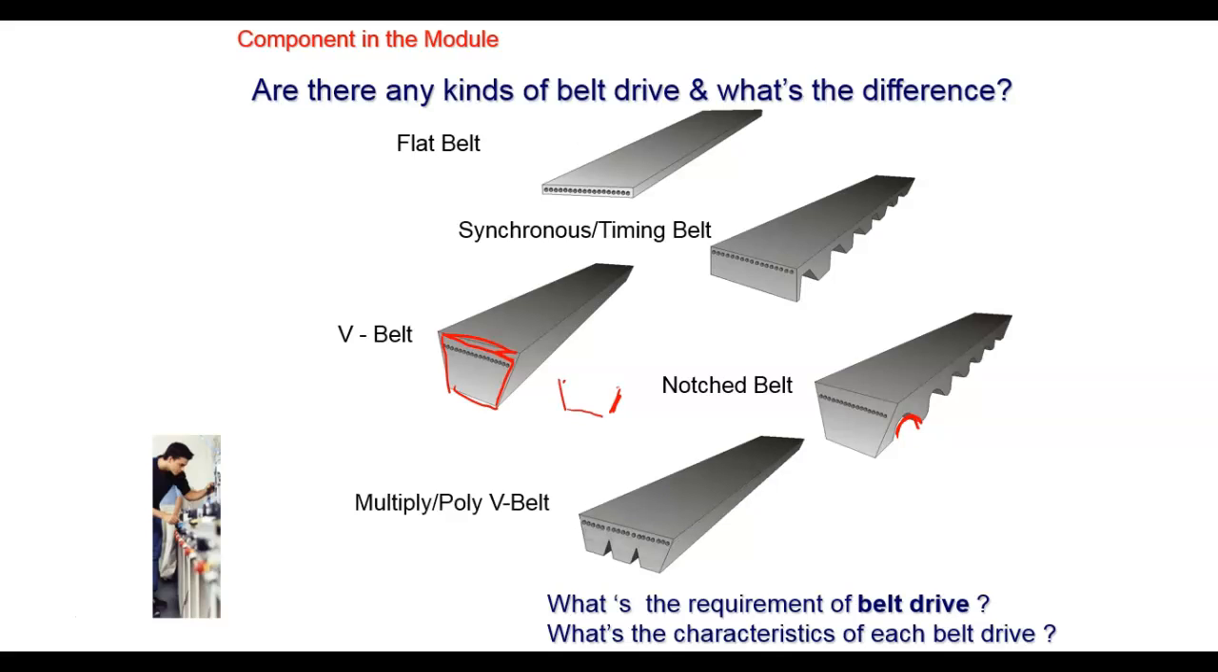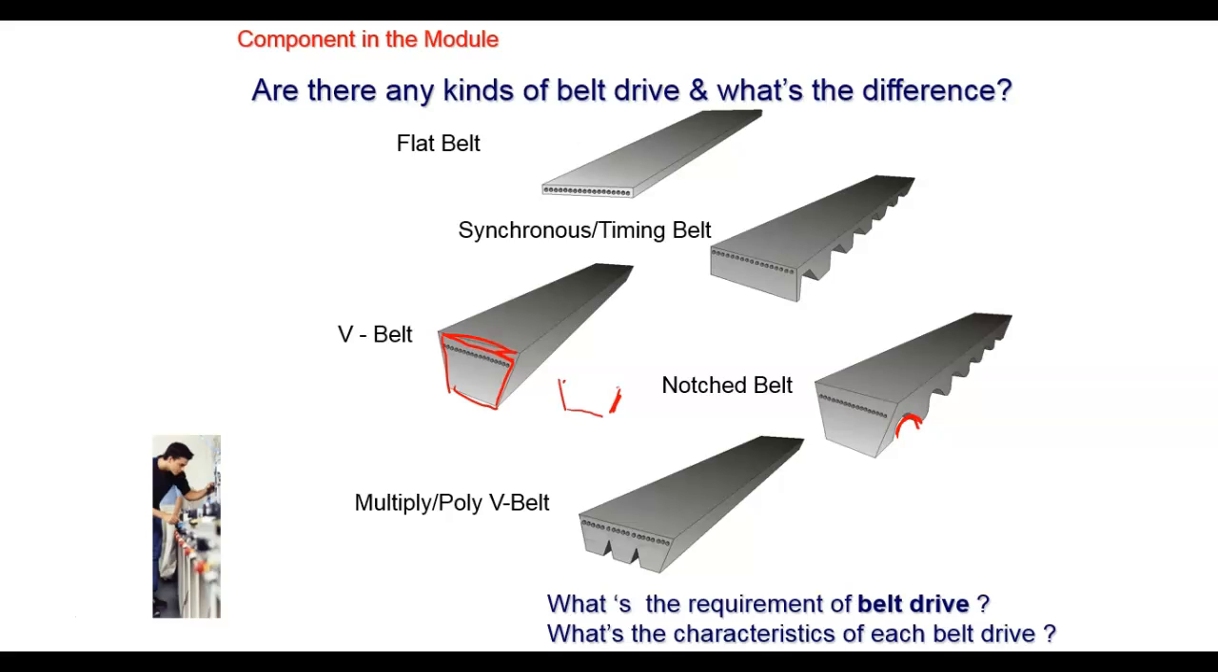And then we have multiple belts. These are basically variations of the V-belt. You'll see this a lot where they'll have multiple pulleys and multiple belts running on the same unit. They're doing the same thing. You get a lot more torque, right?